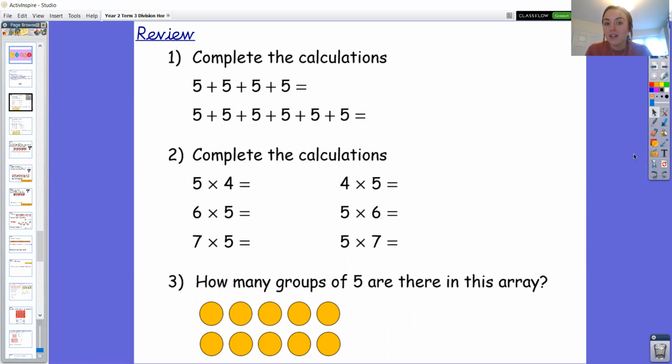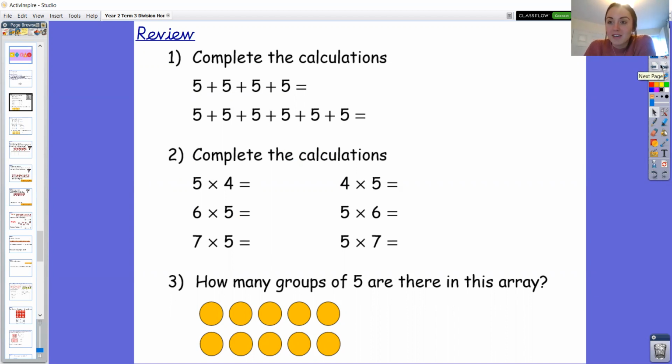So from number one, there's repeated addition to solve. See if you can find your bonds to 10 to help you. On number two, you're finding the products, and you'll also notice that we're showing the commutative law here. And on number three, it's an array. And the question is, how many groups of five are there? So please pause the video and have a go at these questions.